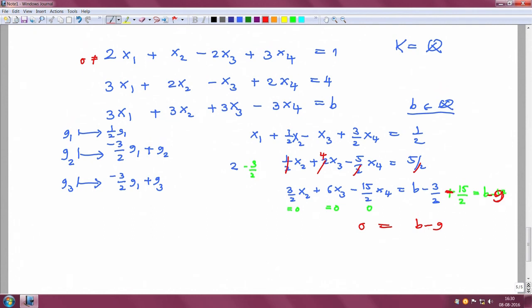If this system has to be consistent, then we should get 0 equal to 0. So the solution exists if and only if b equal to 9. In that case, we forget the third equation. From the second equation, write down x2 in terms of x3, x4, and then use this result and equation 1 to write down x1. So we will get all 4 coordinates. The third and fourth coordinates are arbitrary, and the first two coordinates are determined by the first two equations.